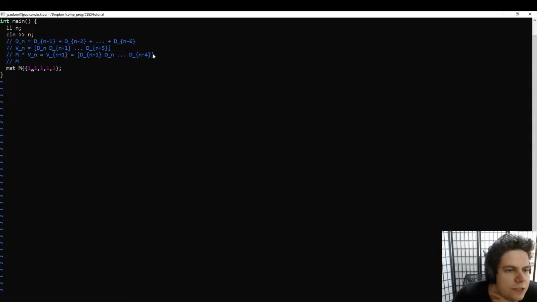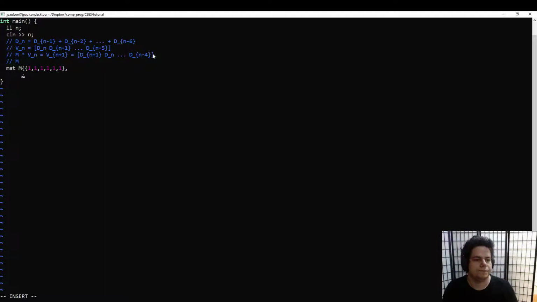There should be 6 1s. That gives us d_(n+1). How do we get d_n? Well, that's easy. You just read it off. It's all zeros except for one element. How do you get d_(n-1)? Again, it's just one of the elements.